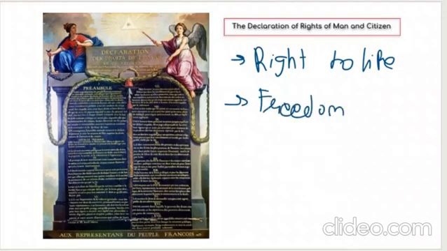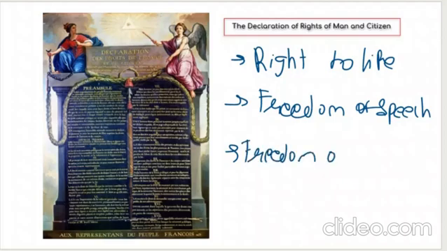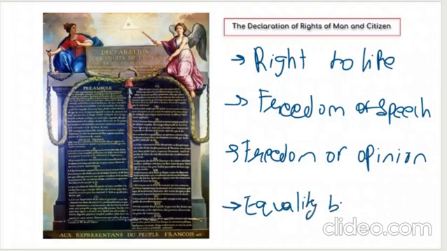As you all know, in India, in our constitution, we have the fundamental rights, correct? So similarly in France also, they had the natural and inalienable rights, which were the Declaration of Rights of Man and Citizen. Then freedom of opinion, and the last one was equality before law. So these were the Declaration of Rights.